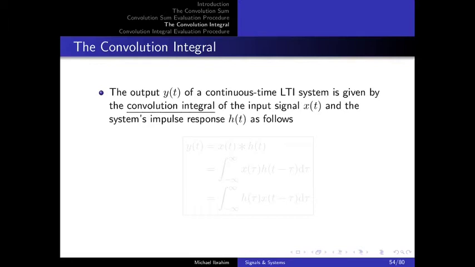And we have proved mathematically that the output from an LTI system is a convolution between the input and the impulse response. And we've applied this to many problems, and we have seen the procedure which we can use to evaluate the convolution for discrete time systems, which we have called the convolution sum. In today's lecture we will do the same thing but for continuous time systems.